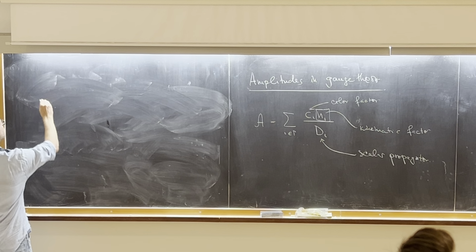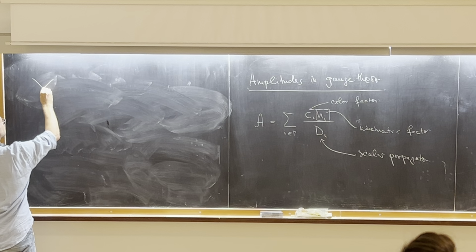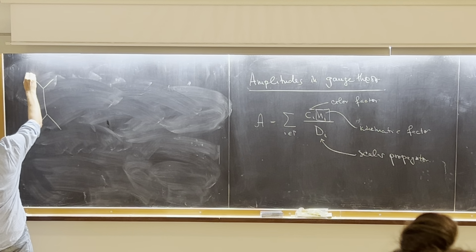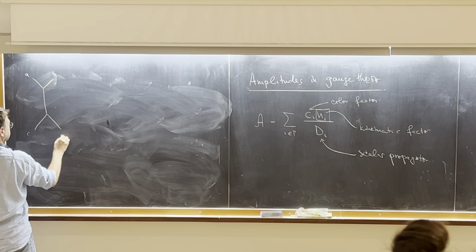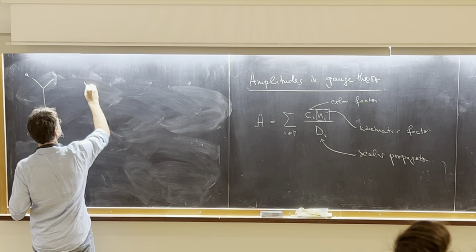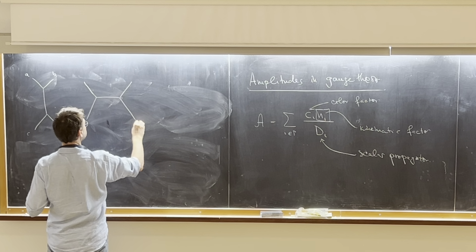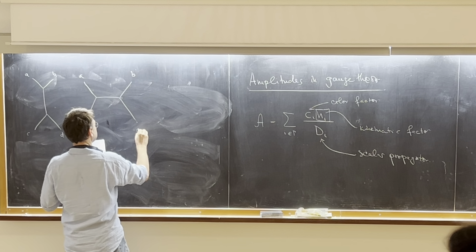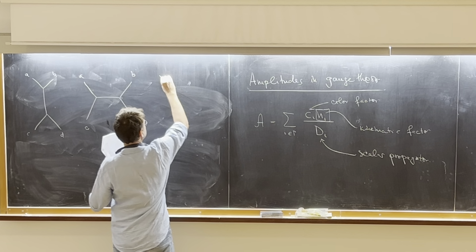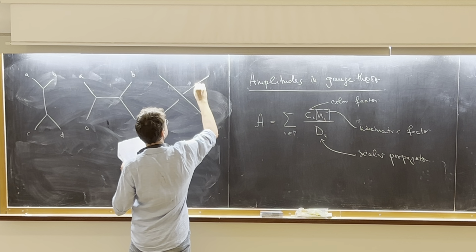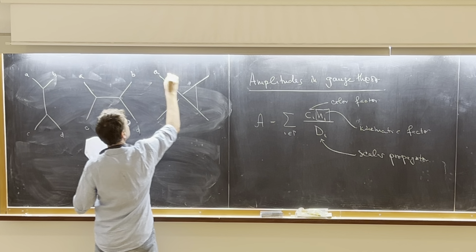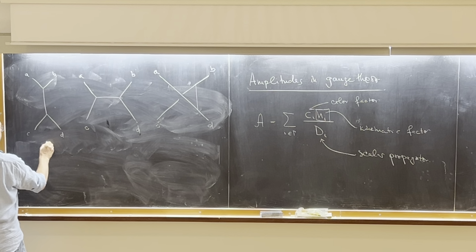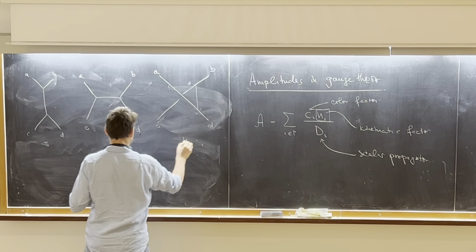Imagine I have a gauge theory with just four external legs, and I write something like this. So I will have this diagram, with legs A, B, C, D. Then I will have this graph, A, B, C, D. And then I will have correspondingly this graph, A, B, C, D. So these are the famous s channel, t channel, u channel.